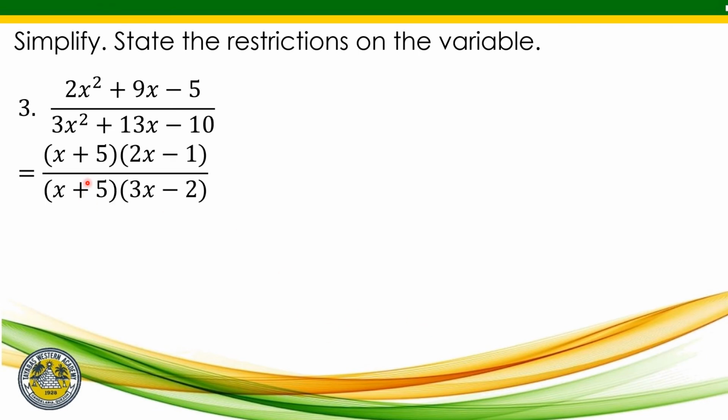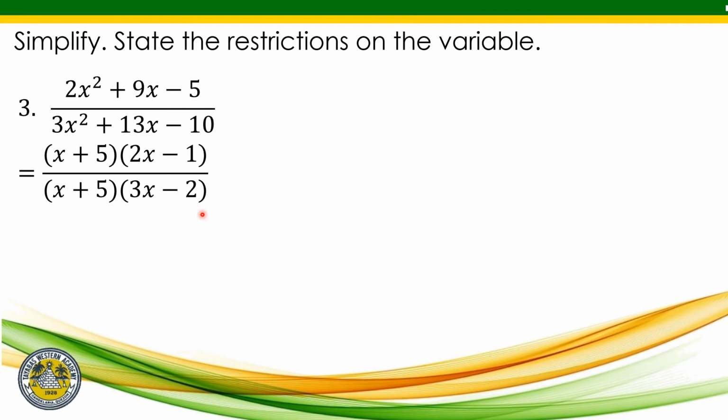So, bakit siya naging x plus 5 and 2x minus 1? Nag-factor tayo ng numerator. So, ang result is x plus 5 times 2x minus 1. Okay? Next. Over the denominator, 3x squared plus 13x minus 10. So, yun yung result, x plus 5 times 3x minus 2.